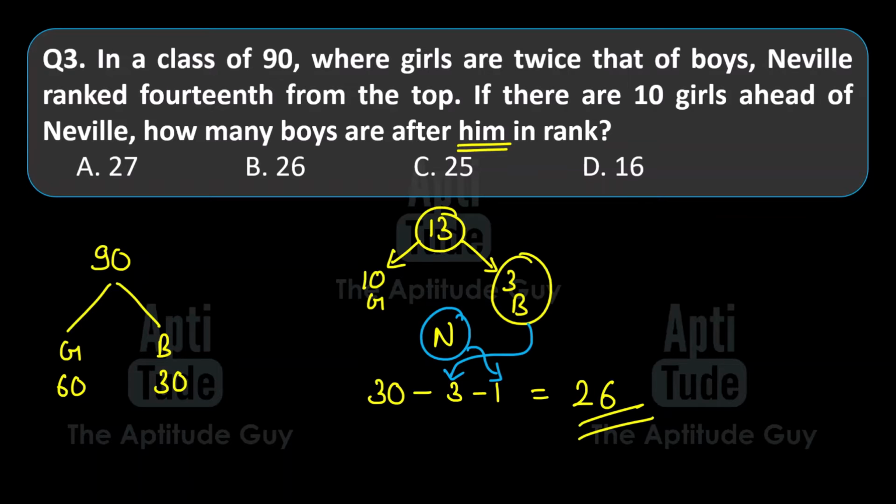Then they can also ask what is Neville's rank from the end, because from the top Neville is 14th. So from the ending, what is Neville's rank? That is again very easy. Totally there are 90 people. Neville's rank from the beginning is 14th. So 90 minus 14 and then of course plus 1. 90 minus 14 is 76. 76 plus 1, 77th will be the answer.